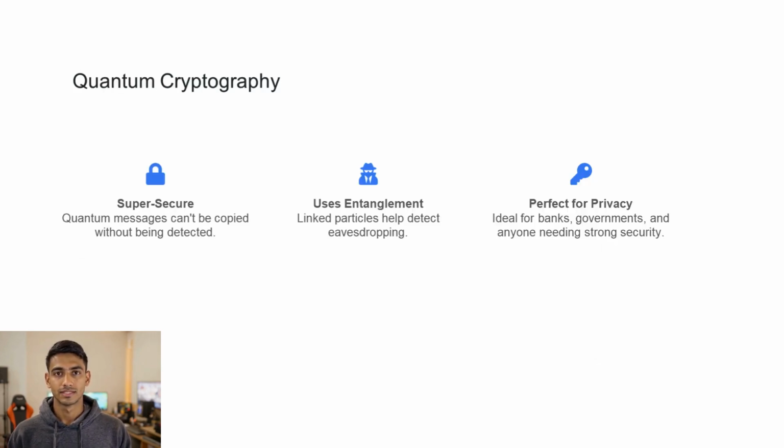Quantum cryptography is like magic mail. If anyone tries to peek, you'll know instantly. It uses special quantum rules like entanglement to keep information super secure. This tech is perfect for things like online banking and secret government messages. Even the best hackers can't break it without being caught.